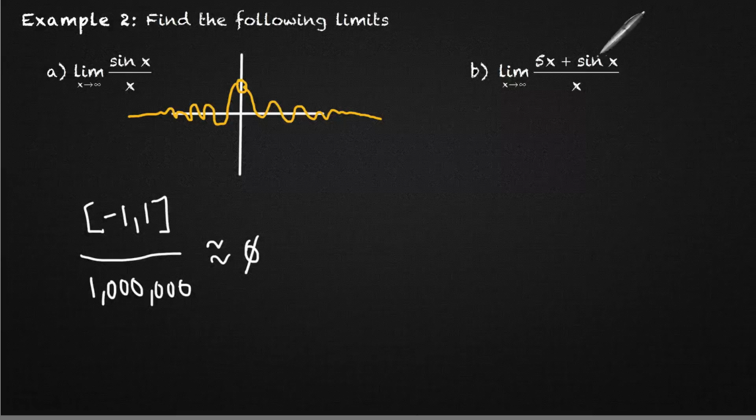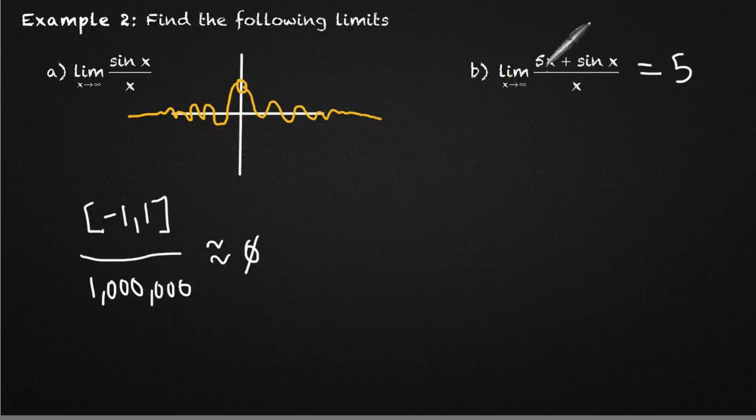as you want, but the sine of x function is only going to be either 1 or negative 1 or some other number between negative 1 and 1. So it's going to be negligible compared to 5 million. So you have 5 million over 1 million, which is going to be 5. So this limit is going to be 5.